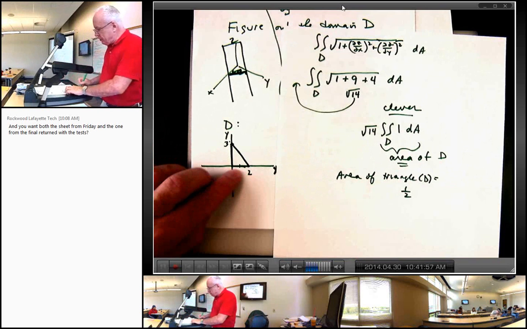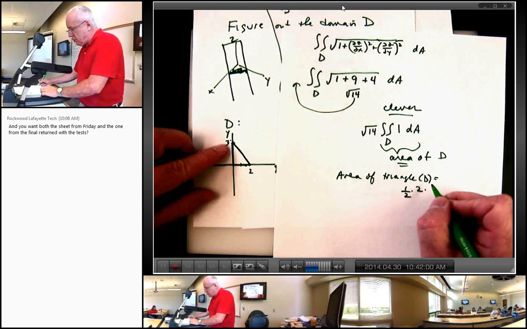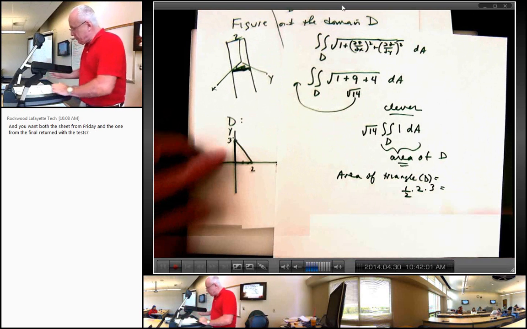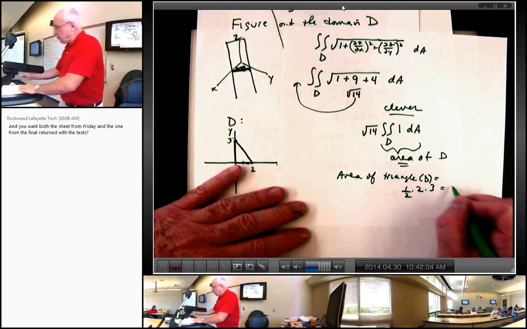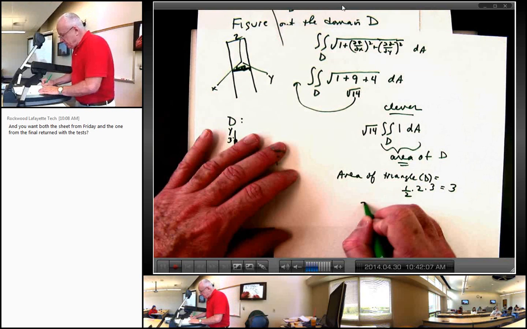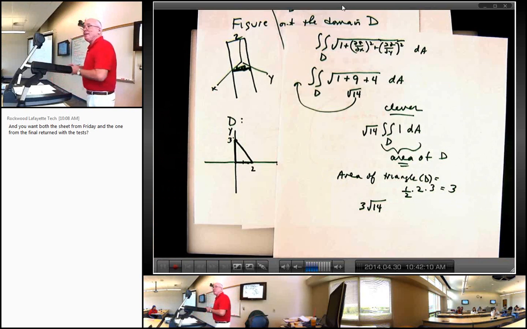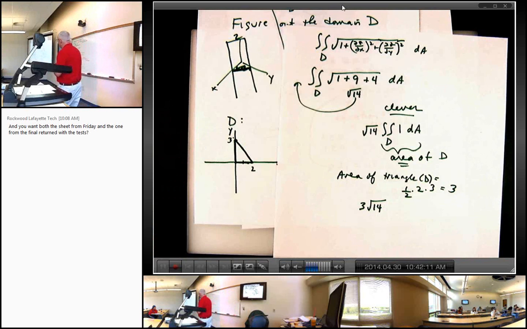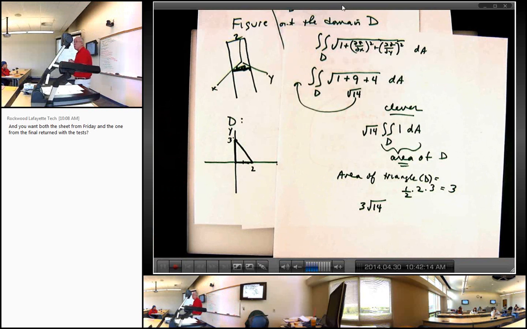Our base is what? 2 units. Our height is 3 units. So that comes to a 3. So very quickly, if we're just real clever, we can then say that our answer correctly is 3 times that square root of 14. All right?